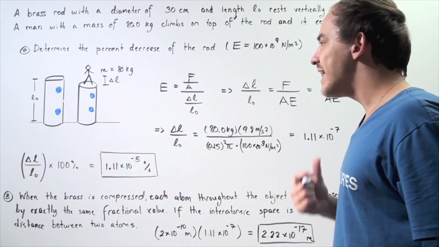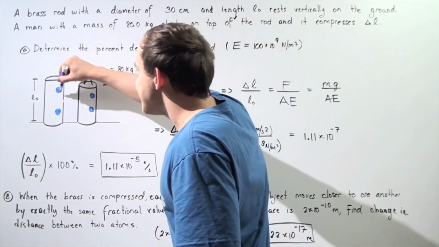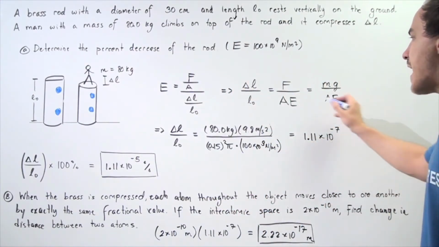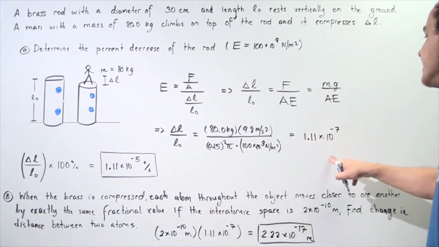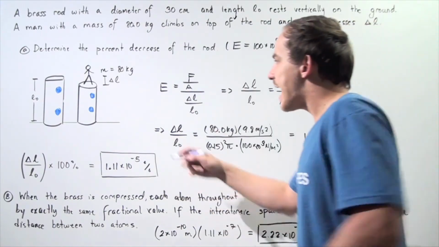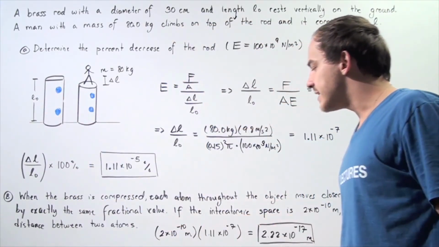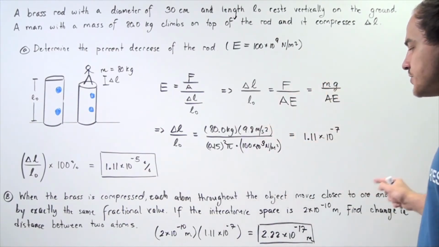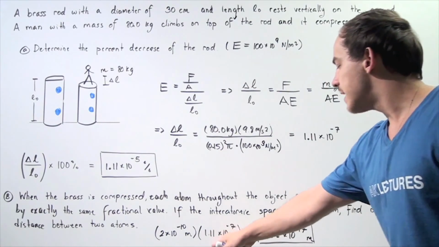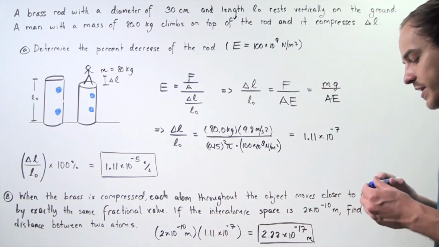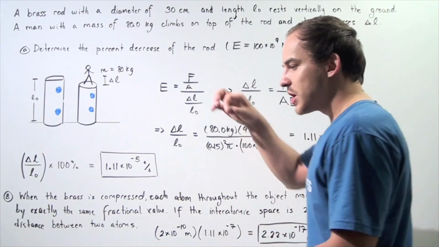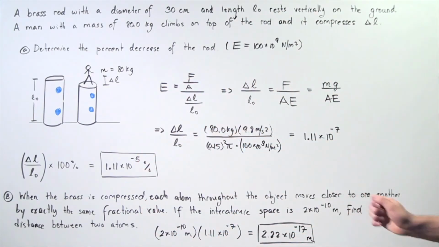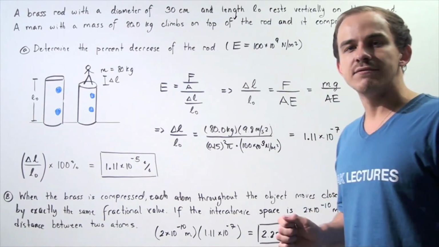Well, to calculate this distance, we simply take this whole distance and multiply by the fractional value 1.11 times 10 to the negative 7. So we take our distance, 2 times 10 to the negative 10 meters, and we multiply by the fractional decrease 1.11 times 10 to the negative 7, and we see that our two atoms got closer by this distance, 2.22 times 10 to the negative 17 meters.